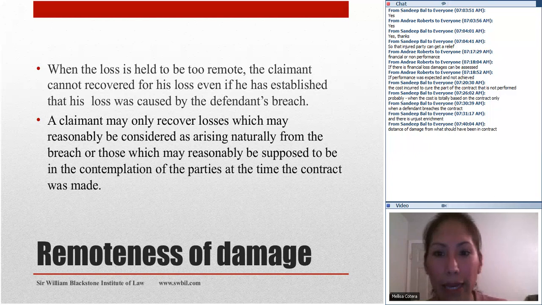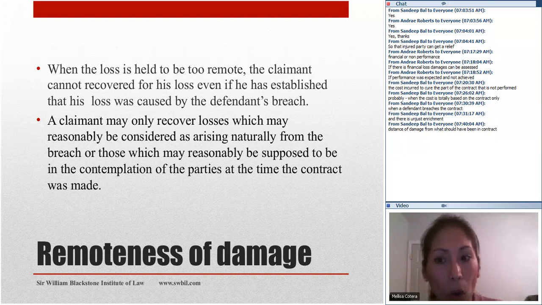In the case Hadley versus Baxendale, the crankshaft broke in the claimant's mill, okay? And he engaged the services of the defendant to deliver the crankshaft to the place where it was to be repaired and to subsequently return it after it had been repaired. Due to neglect of the defendant, the crankshaft was returned 7 days late. The claimant was unable to use the mill during this time and claimed for loss of profit. The defendant argued that he was unaware that the mill would have to be closed during the delay, and therefore the loss of profit was too remote.